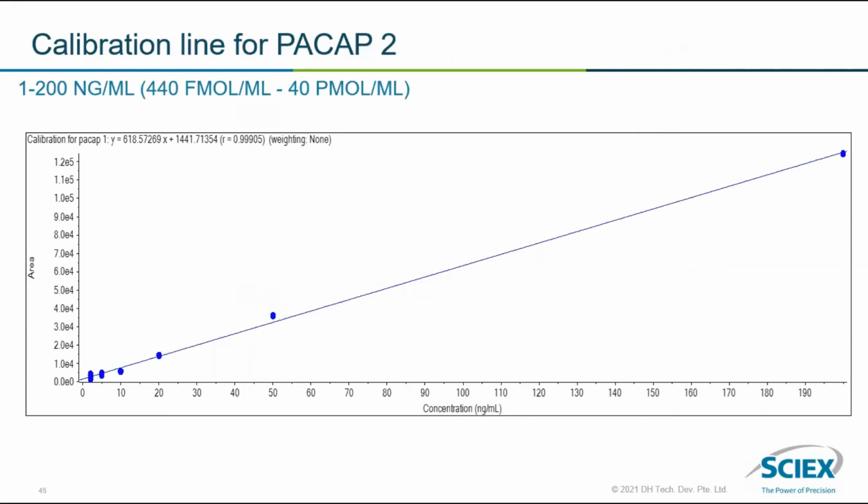We also did the calibration studies for both peptides. Here you can see the example of PACAP. The calibration range covers the required detection limit, and for this molecule, whatever detection limit was required, we achieved. In this electropherogram, you can see we ran the calibration studies using 1 to 200 nanogram per ml, which is close to 440 femtomole to 40 picomole per ml of the sample. We got very good calibration, and we also calculated the R squared to check the linearity, and we got 0.999 in this case.